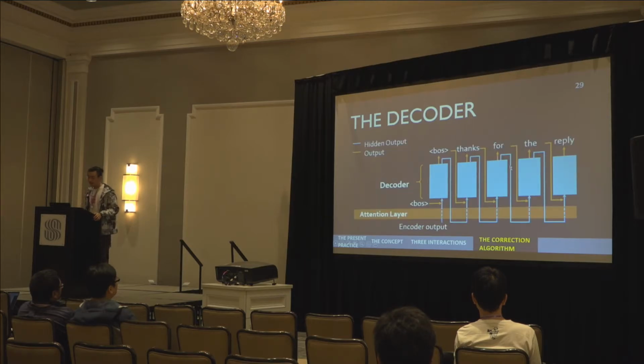Next, the decoder has a similar structure to the encoder. First, it will receive the beginning of sentence token here, and also the encoder output. At every step, it will output the corrected text, and that output will be fed into the next round.